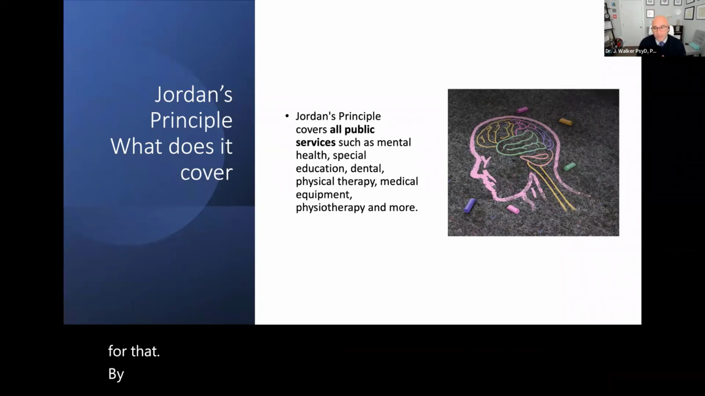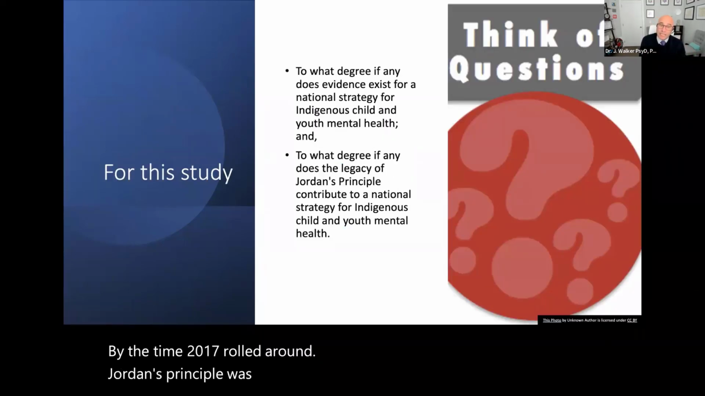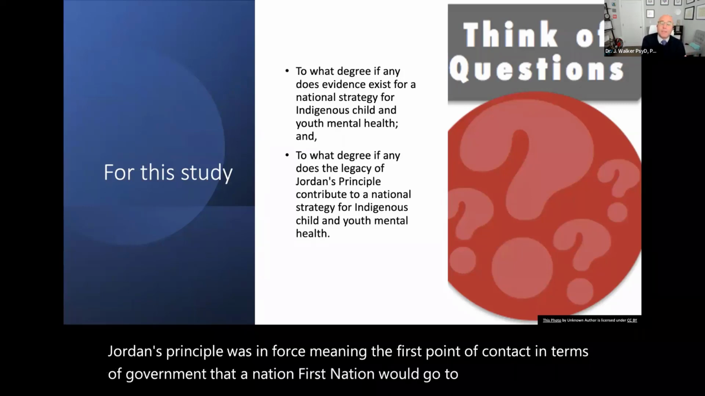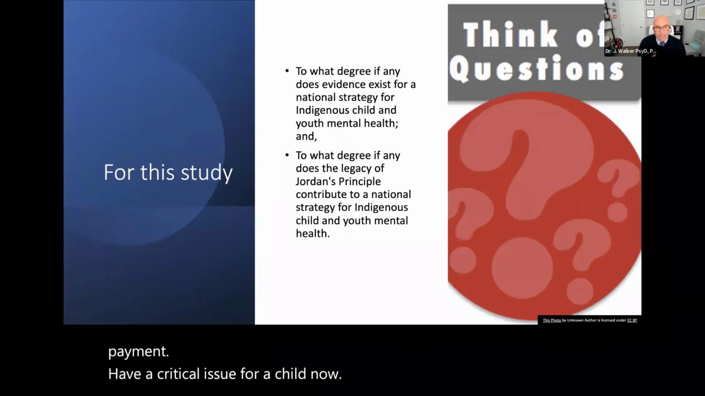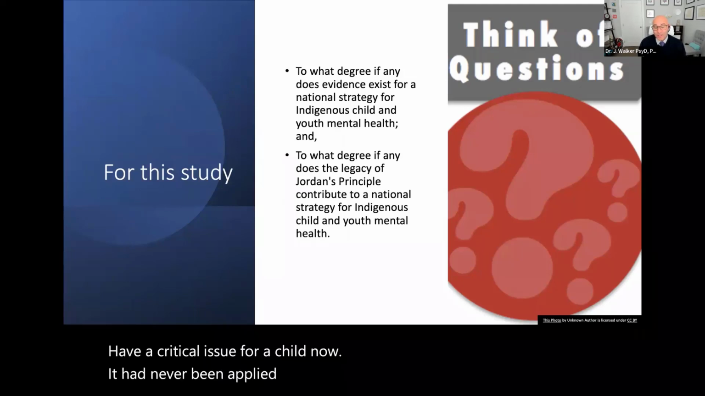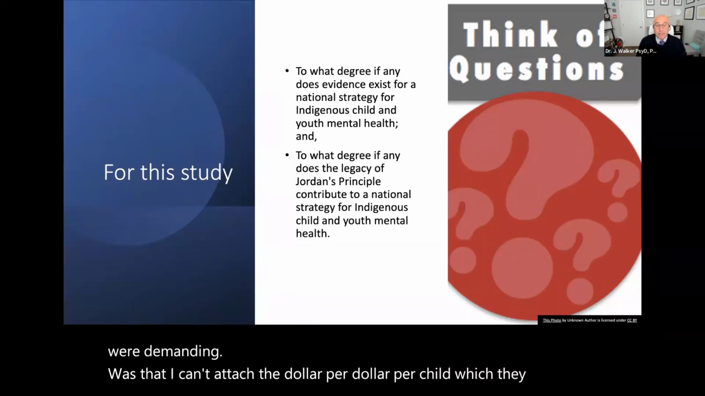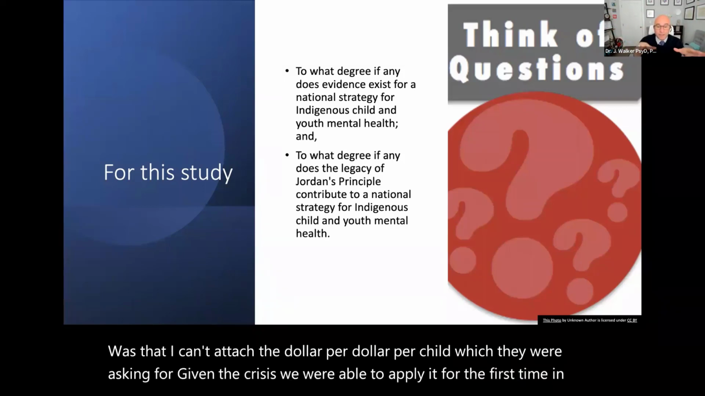By the time 2017 rolled around, Jordan's principle was in force, meaning the first point of contact in government that a First Nation would go to was responsible for payment of a critical issue for a child. Now, it had never been applied to a community before. And that's what we were demanding, that I can't attach the dollar per child, which they were asking for. Given the crisis, we were able to apply it for the first time and the last time to a community.